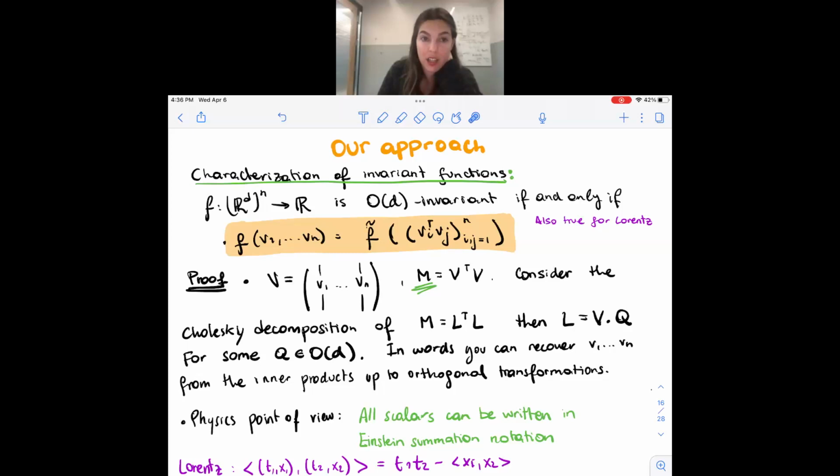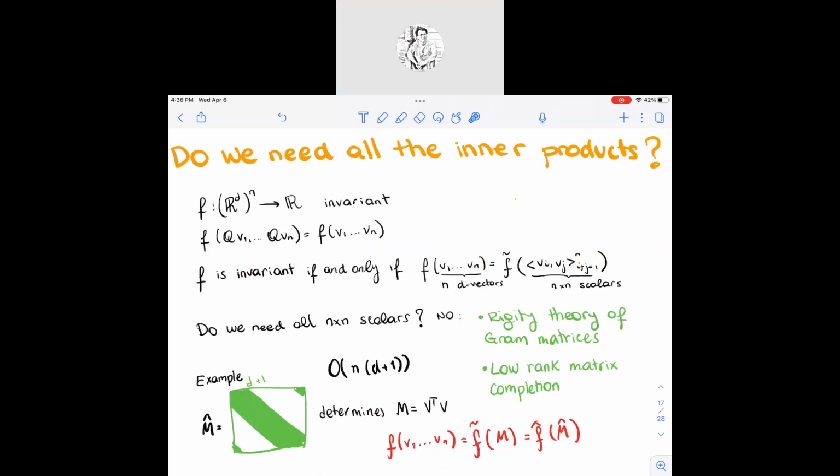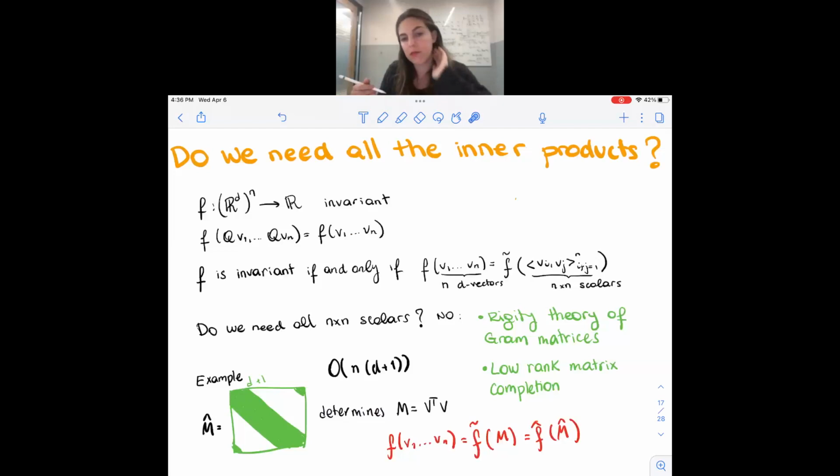I'm going to mention this in one second. If you're familiar with the literature on low rank matrix completion, then you can think about this: do you need all the inner products to parametrize these functions? And the answer is no, because you can reconstruct all the inner products from just a subsample of them.